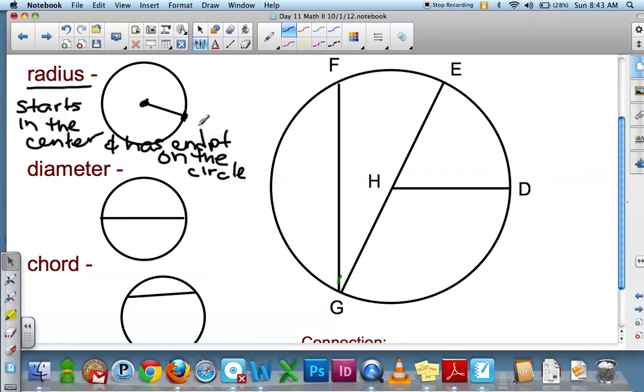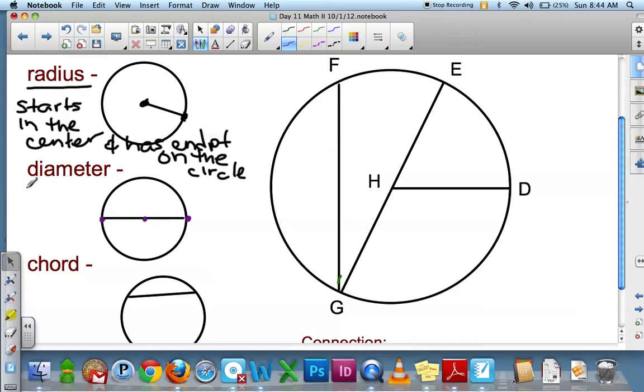So it starts in the middle, and when you're labeling, you always start with the middle point and then go out. In a few minutes, we're going to look at the circle to the right of us to see if we can name a radius, a diameter, and a chord. So the next thing that we're going to talk about is a diameter. A diameter is a line in our circle that has 2 endpoints on the circle and goes through the center of my circle.